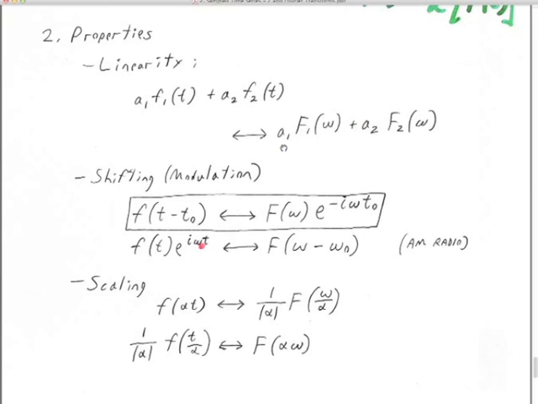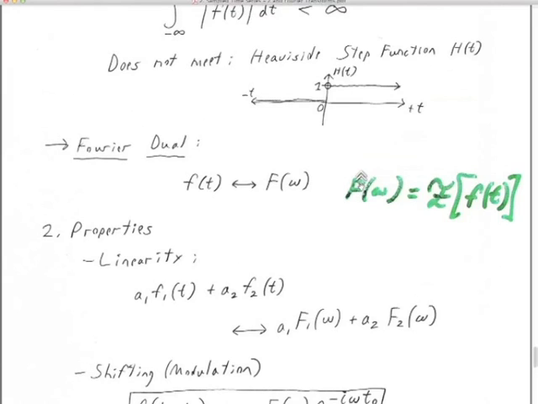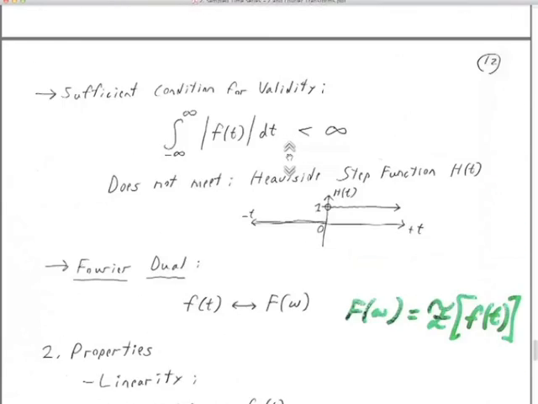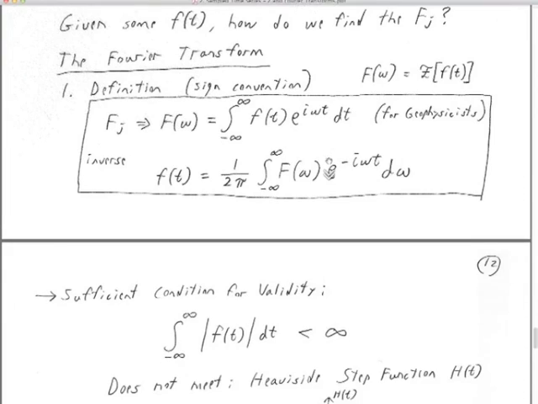Notice that the same scalars are in here, and it should be clear why that's true. A constant is just going to come right through this integral sign. Just take the constant right out. So that's why it works. The summation is just distributing the integral sign into the summation.